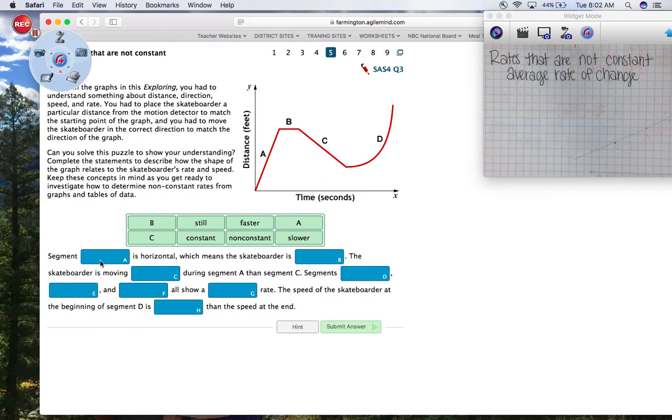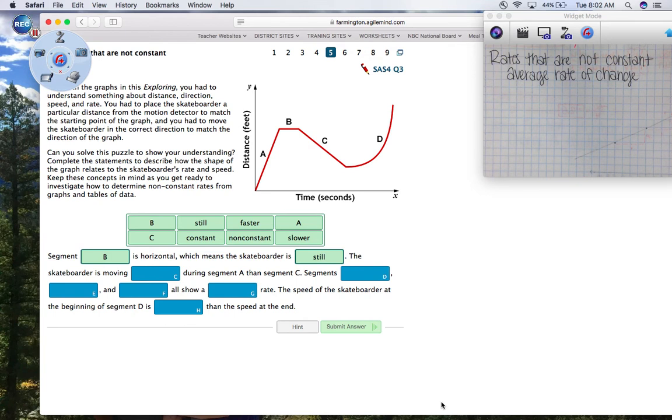So segment blank is horizontal. So segment B is horizontal. And again, you can pause the video and see if you can look at this and figure out what all the answers are. But I'm going to go ahead and explain now. So which means the skateboarder is still. He's not moving. He's not increasing his distance. He's not decreasing his distance, so he's standing in the same spot.